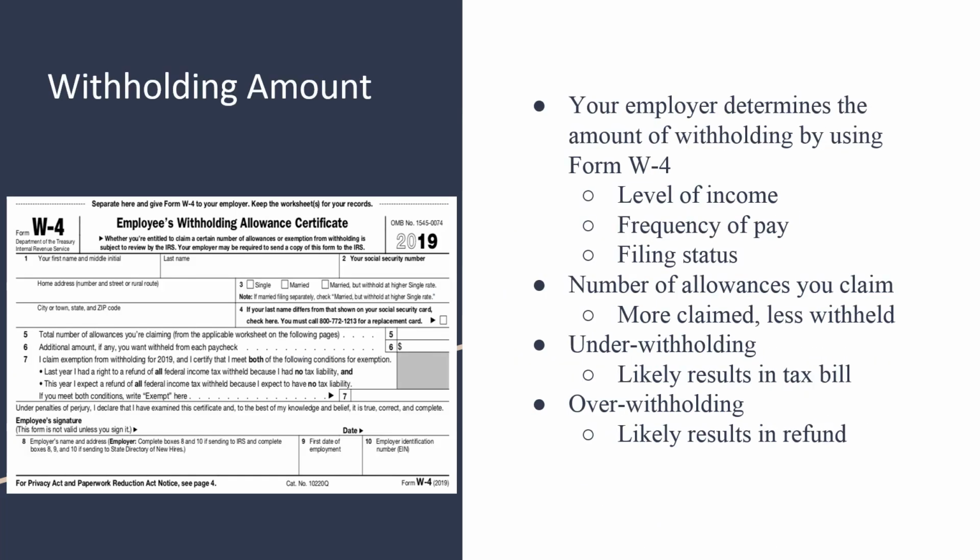The amount withheld is based on a variety of information input on your W-4 form. This includes the amount of income you receive, the frequency of your paychecks, your filing status, and the number of allowances you claim. You should remember that the more allowances you claim, the less income will be withheld, significantly raising the likelihood of owing money at the end of the year.